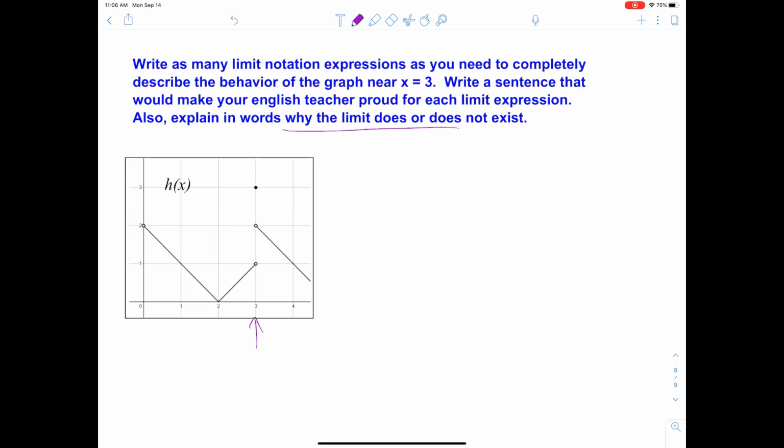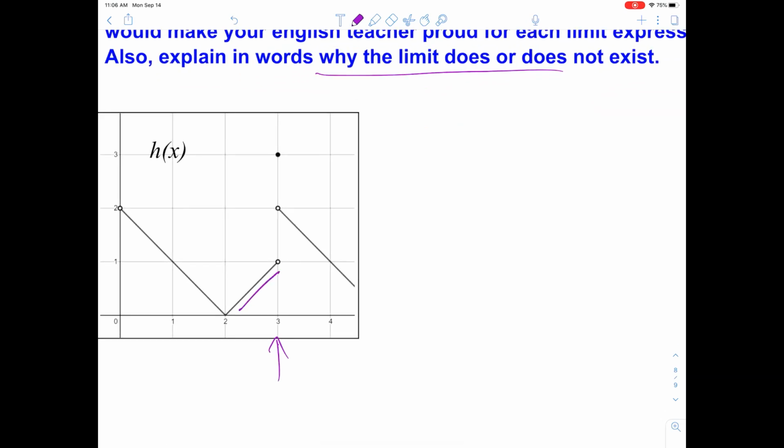Okay, so if we look at the graph here, we notice that as we come in from the left, that approaches a height of 1. So I'm going to write a limit statement that says that. I'm going to say the limit as x approaches a value of 3 from the left of the function, in this case it's called h, is a height of 1. If we approach it from the right, so we're traveling this direction, then I'm going to write that down, limit as x approaches 3 from the right-hand side of h of x, then it looks like I'm a little higher. Then I go to a height of 2, sorry.